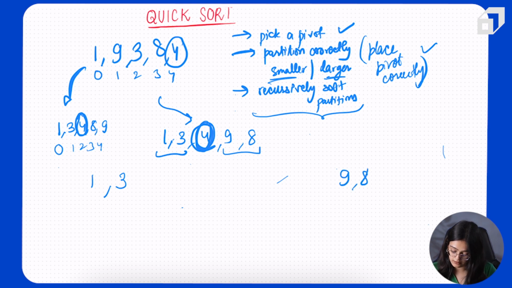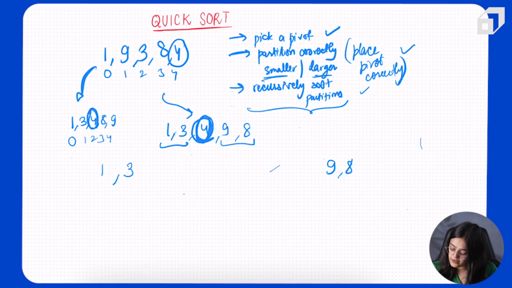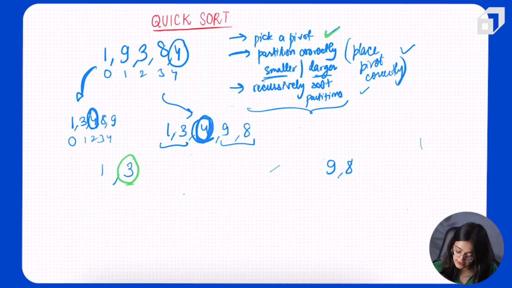1, 3, 9, 8. So now we'll solve these using the same method. Let's apply these 3 steps again. I'll pick a pivot. Picking a pivot means picking the last element. Let's pick 3. Now place the pivot correctly and bring the smaller elements to the left, larger to the right in the same order. Now 1 is smaller than 3, it's already on the left, and there's no larger element than 3. So 3 is at its correct position.